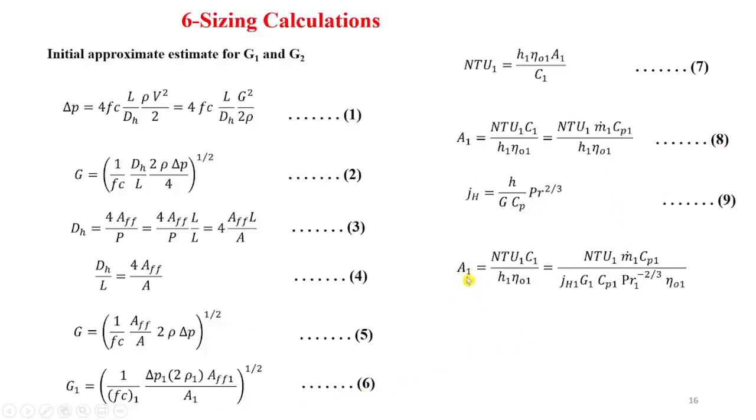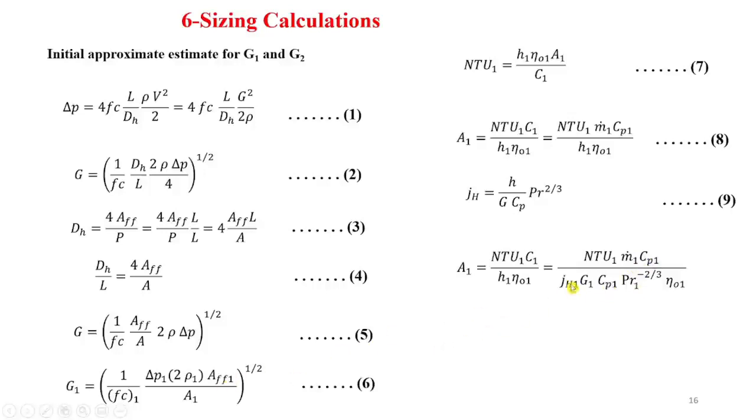Now the heat transfer area is given by this expression, which includes JH, G1 multiplied by Cp1, specific heat 1 and Prandtl number, and also eta 01, the overall surface efficiency for side 1. We are going to assume a constant value at the beginning, which is around 0.8 for this overall surface efficiency. Note that when you have m dot here, you have also Cp here.